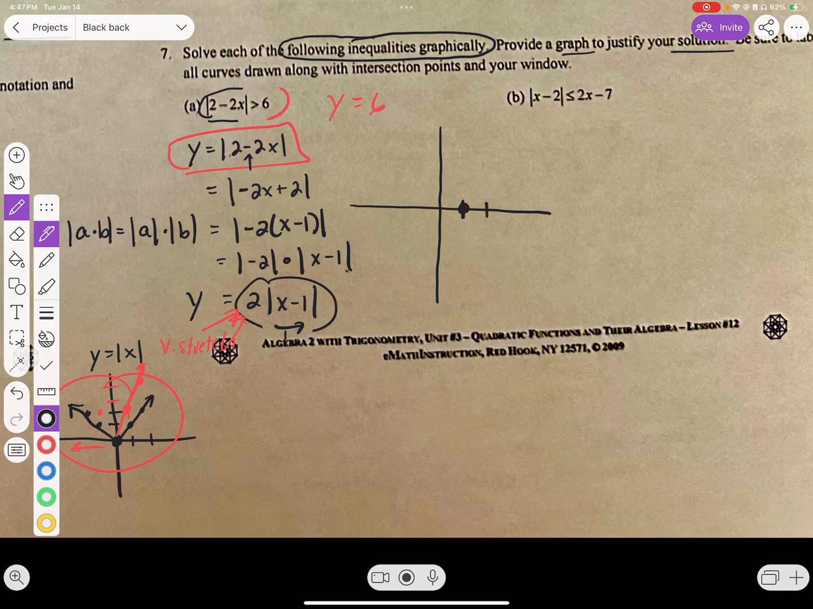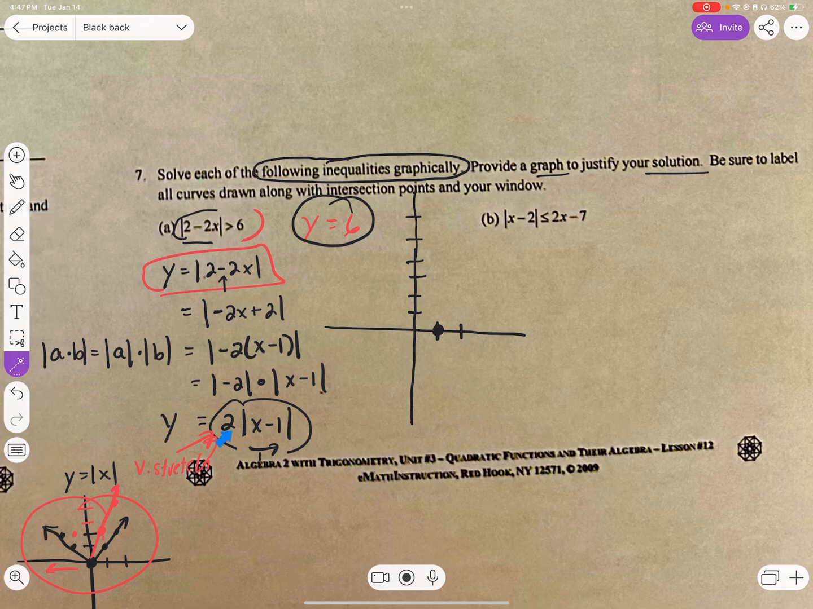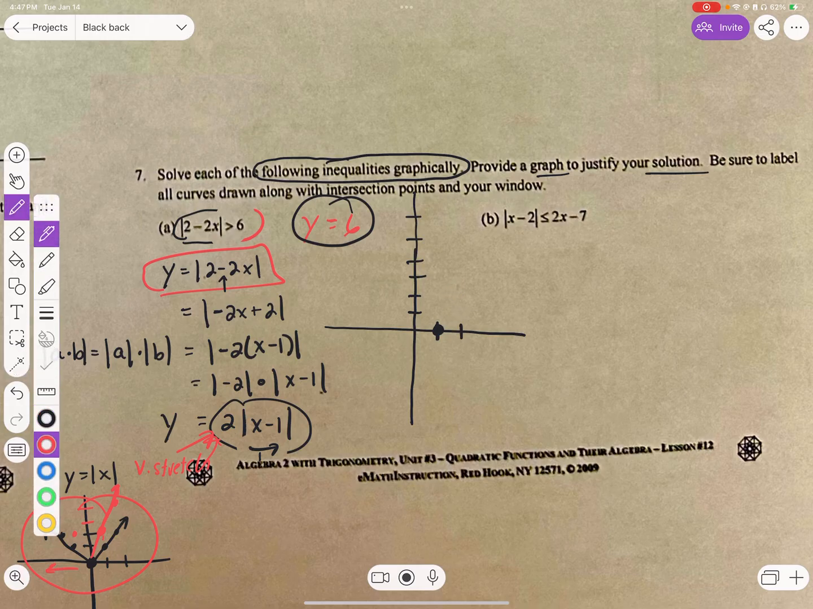And then I'm going to graph a few points here. I need to get up to 6: 4, 5, 6 to do it, because at y equals 6, that's where this equation kicks in. All right. And now I'm going to start graphing this 2 times the absolute value of x minus 1, but I just graph it from here. And so I go over 1, up 1, but it gets stretched up because this is multiplied by 2. So I get this point.